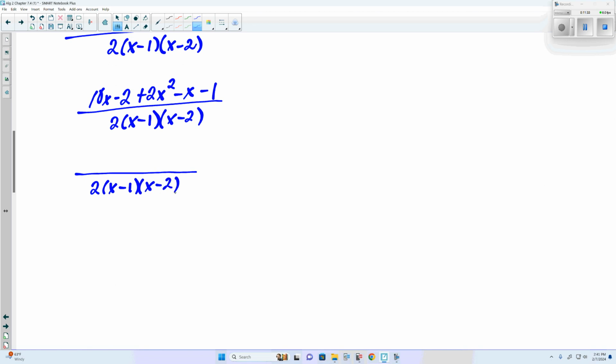Questions on this here? Question on any of this so far? Now, the only thing we have left after this is to combine like terms and then factor if possible. When we combine our like terms, 2x squared, well, there are no other like terms with it. However, our 10x and negative x will combine to give us positive 9x. And lastly, negative 2 and negative 1 will give us negative 3.